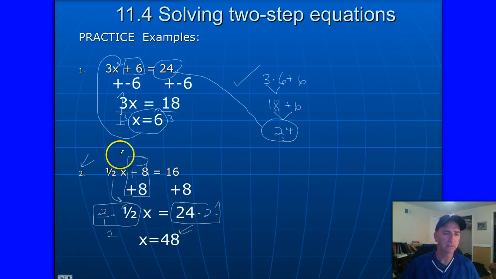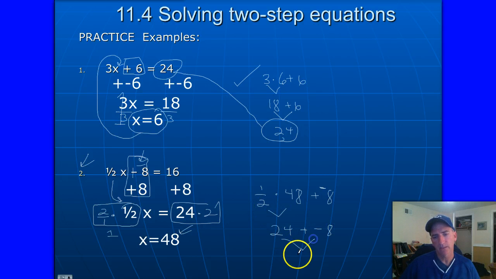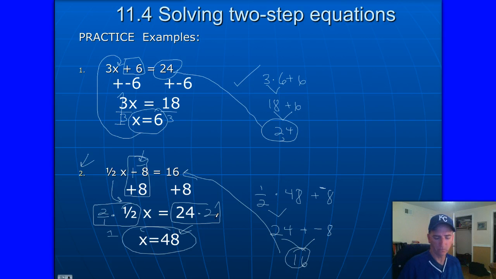And again, you could substitute this in here. 1/2 times 48 plus 8 is 16. Okay, I'm sorry, plus negative 8. I thought something didn't look right there. Remember it was minus 8, it's plus negative 8. 1/2 times 48 is 24, plus negative 8. That works out to be 16, which is the answer. Therefore, x does equal 48.